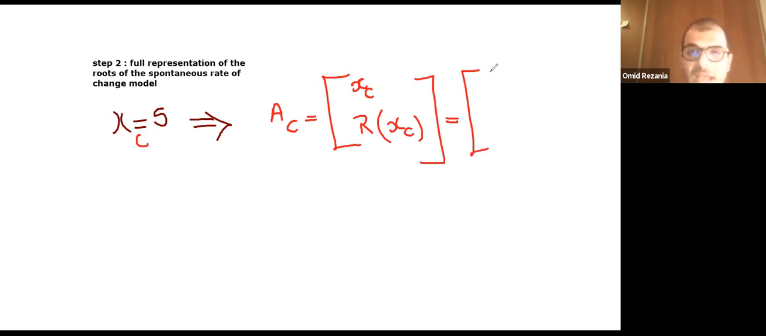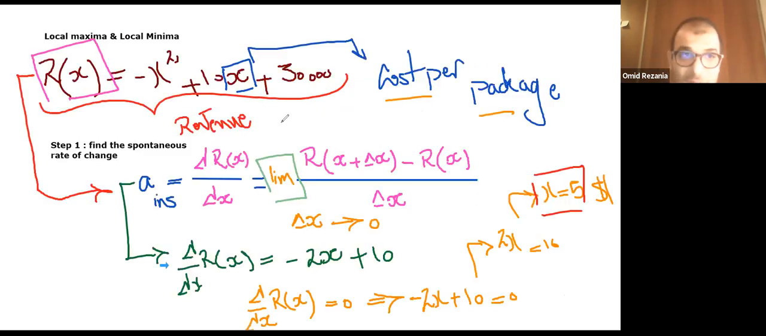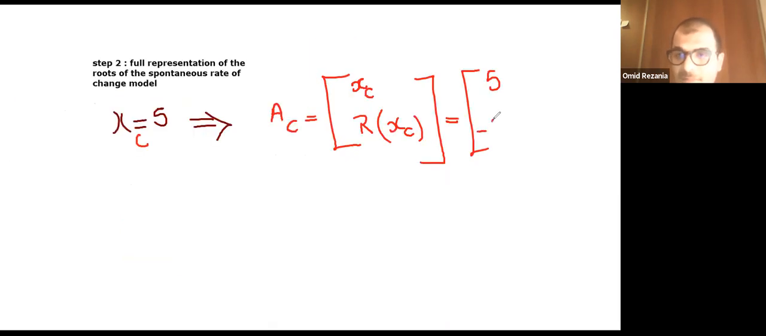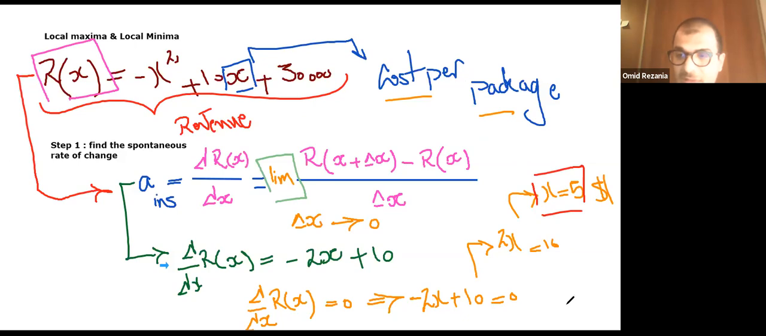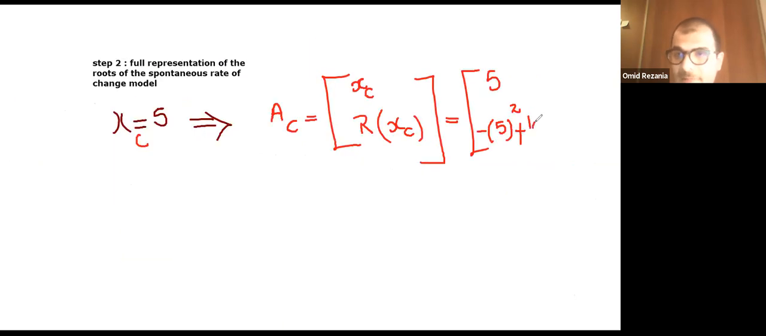I put 5 over here, and I go back to the previous model that we have for the revenue. It's going to be this. Then it becomes minus 5 squared plus 10 times 5 plus 30,000. This is going to be our critical point.